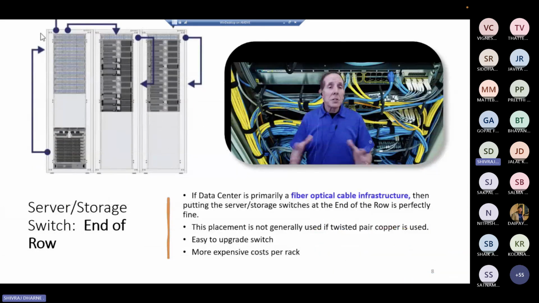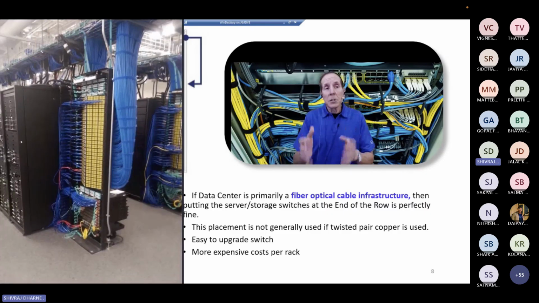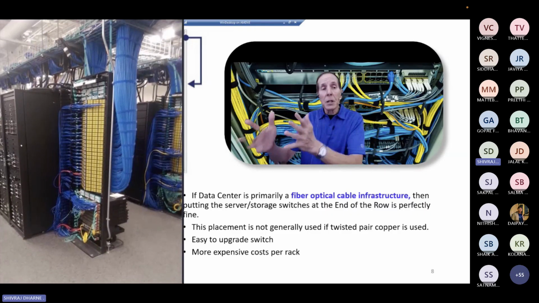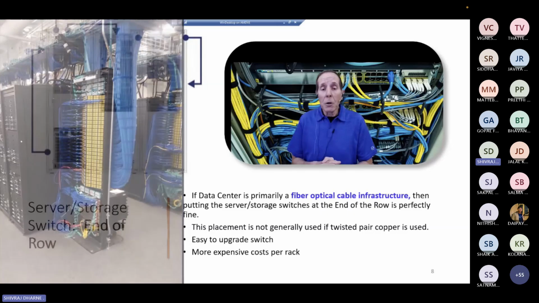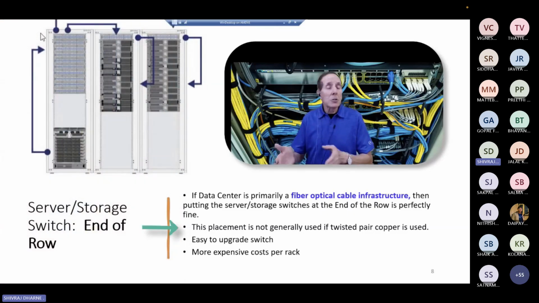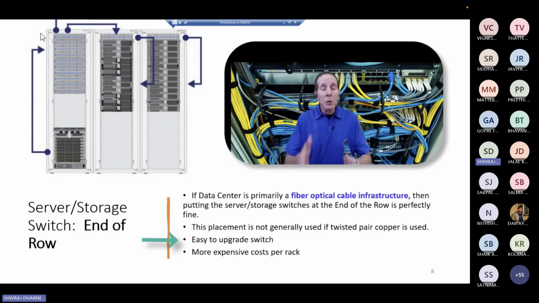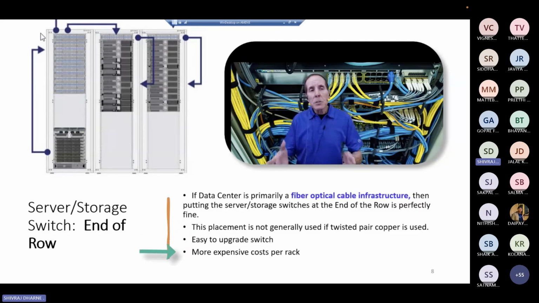Now, if you're a data center that is strictly fiber optic cable infrastructure, then you can use the EOR switch design where you take all your switches and put them at the end of the row. Fiber optics can go a long way. It's generally not used if twisted pair copper is involved in the data center. It's easy to upgrade the switches like Tor. More expensive cost per rack, though, when you do an end of row.